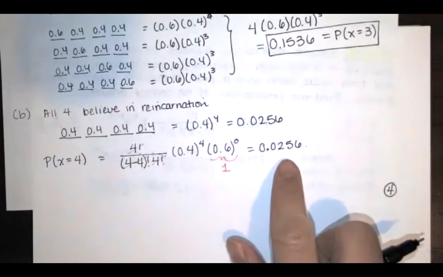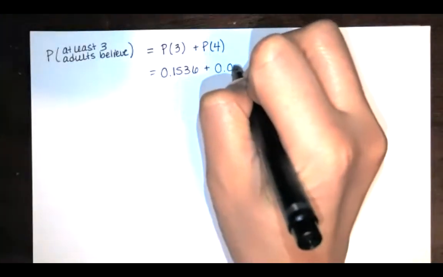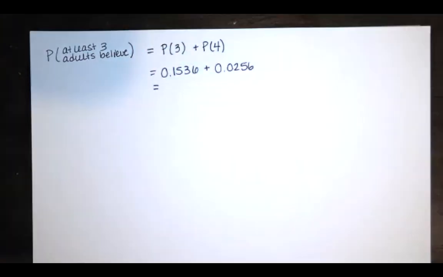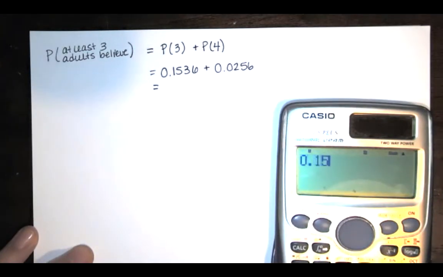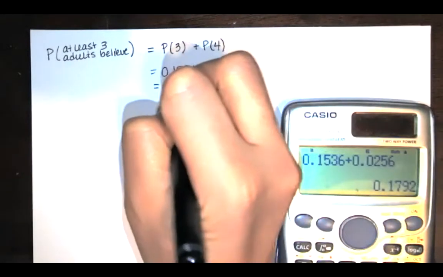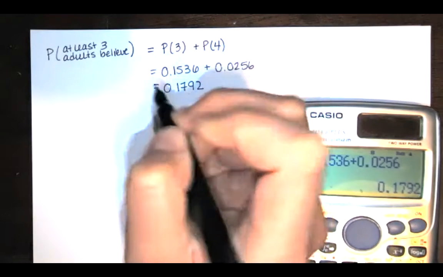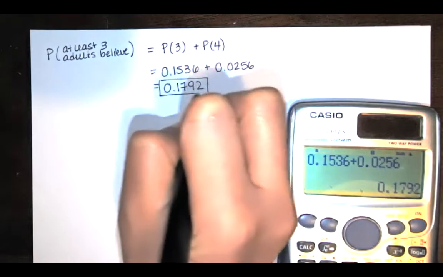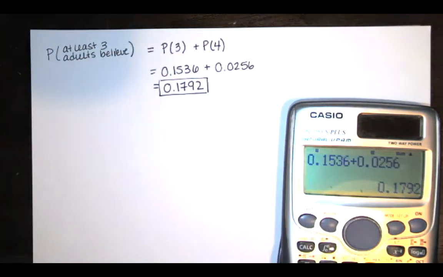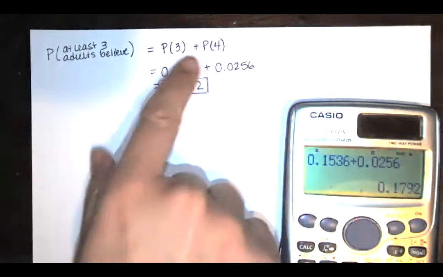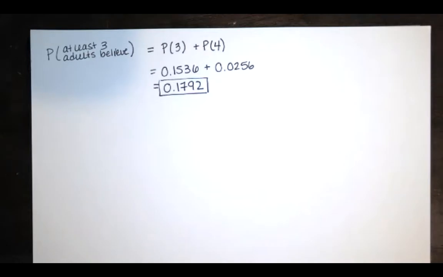So we've got 0.0256 before rounding. And if we add these two together, this is what we get. 0.1536 plus 0.0256 equals 0.1792. Because the probability that at least 3 adults believe is the probability that 3 or more adults believe. And if we've got 4 in our group, you could have 3 that believe, or you could have 4 that believe. And then we would add those together to get that probability that at least 3 believe. So I have 0.1792. Let's go back to the homework.